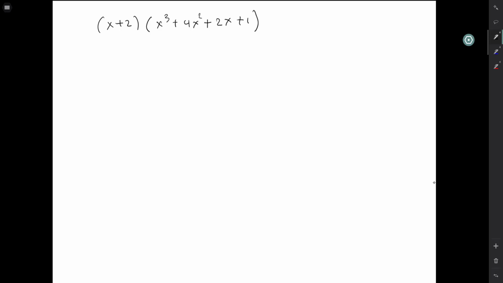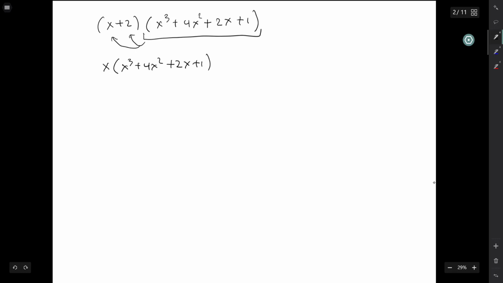Now, there's too many parts here, so using a mnemonic like first, outer, inner, last doesn't really work. But what does work is I can take whichever piece I want. So I'm going to choose the largest part to be something which exists on the outside of the other set of parentheses. And so this large piece is going to be distributed to each of the smaller parts in our first set of parentheses. We'll end up with x times x cubed plus 4x squared plus 2x plus 1 plus 2 times x cubed plus 4x squared plus 2x plus 1.